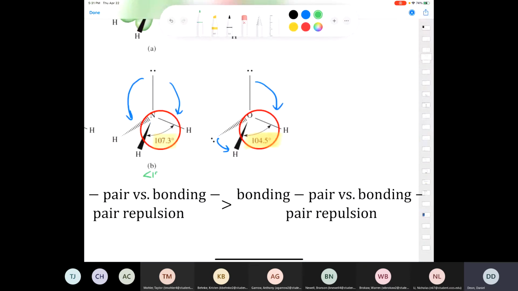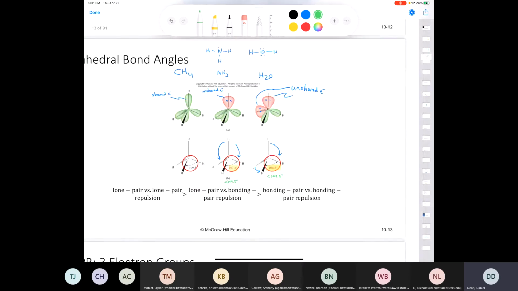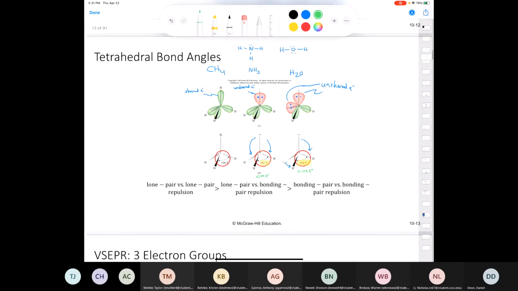I know it's less than 109.5 degrees. This angle, I know it's less than 109.5 degrees. That's good enough for me. If you want to memorize those numbers, 107.3, 109.5, there's nothing wrong with that either. All right, so there we go.